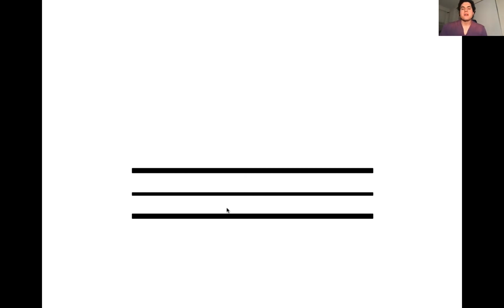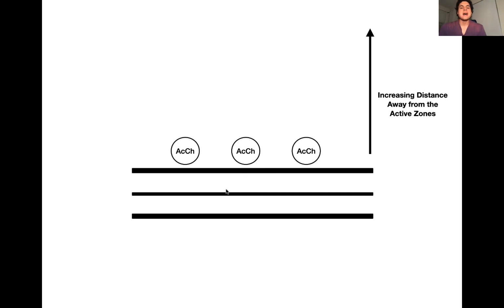Each of these vesicles are going to be found at varying distances away from the active zones, which are the regions right near the presynaptic membrane. So the first vesicle is called the docked and filled vesicle. Docked and filled vesicles are vesicles that are filled with neurotransmitter, in this case acetylcholine, and are really close to the active zones.